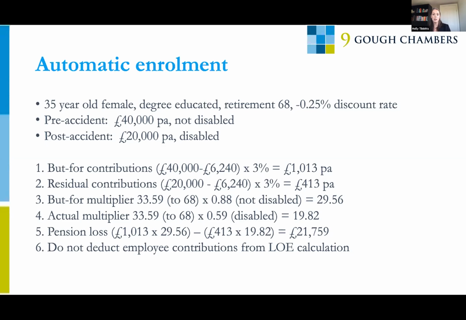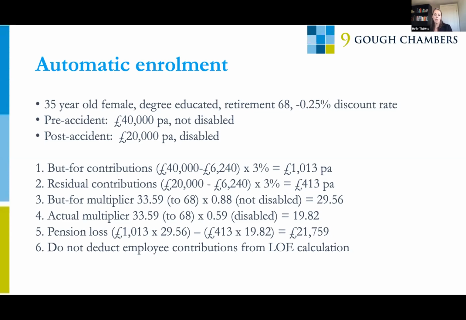calculation. In this example, we're looking at a 35-year-old female who is degree educated with a retirement age of 68 at a minus 0.25% discount rate. She's in employment. Pre-accident, she was earning £20,000 per year and was not disabled. Post-accident, she is earning £20,000 a year and is disabled. And the methodology is to calculate the but-for contributions.